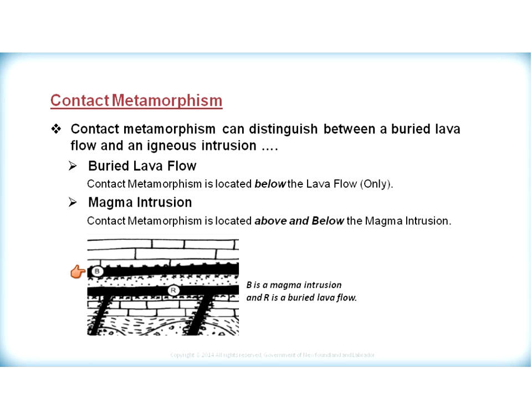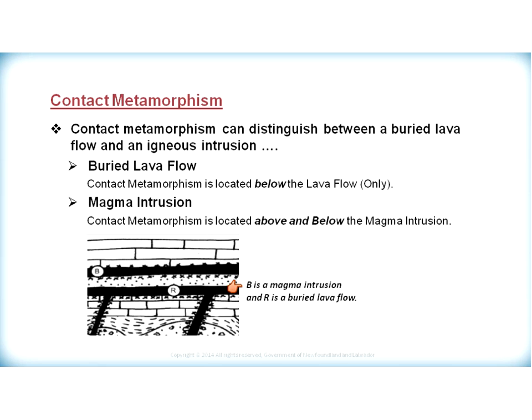This is a rock unit that formed when magma moved up through rock layers, and it actually intruded in between the resulting sandstone, burning it on the bottom, and the limestone, which it burned above the igneous intrusion. So in conclusion, B represents a magma intrusion, and R represents a buried lava flow.